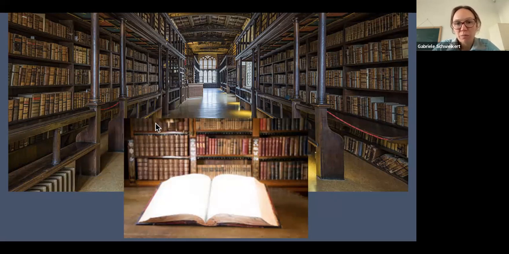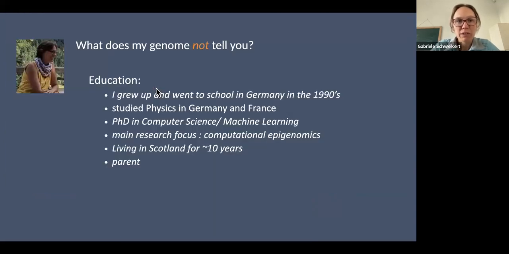So of course, there's a lot of information about me that is not stored in my DNA. For example, about my education. So I can disclose here that I grew up and went to school in Germany in the 1990s. I studied physics in Germany and France. I hold a PhD in computer science and machine learning. My main research focus, as you have guessed, is computational epigenomics. I have been living in Scotland for the last 10 years. That was very influential on me, and I'm also a parent. So none of this information is stored in my DNA.